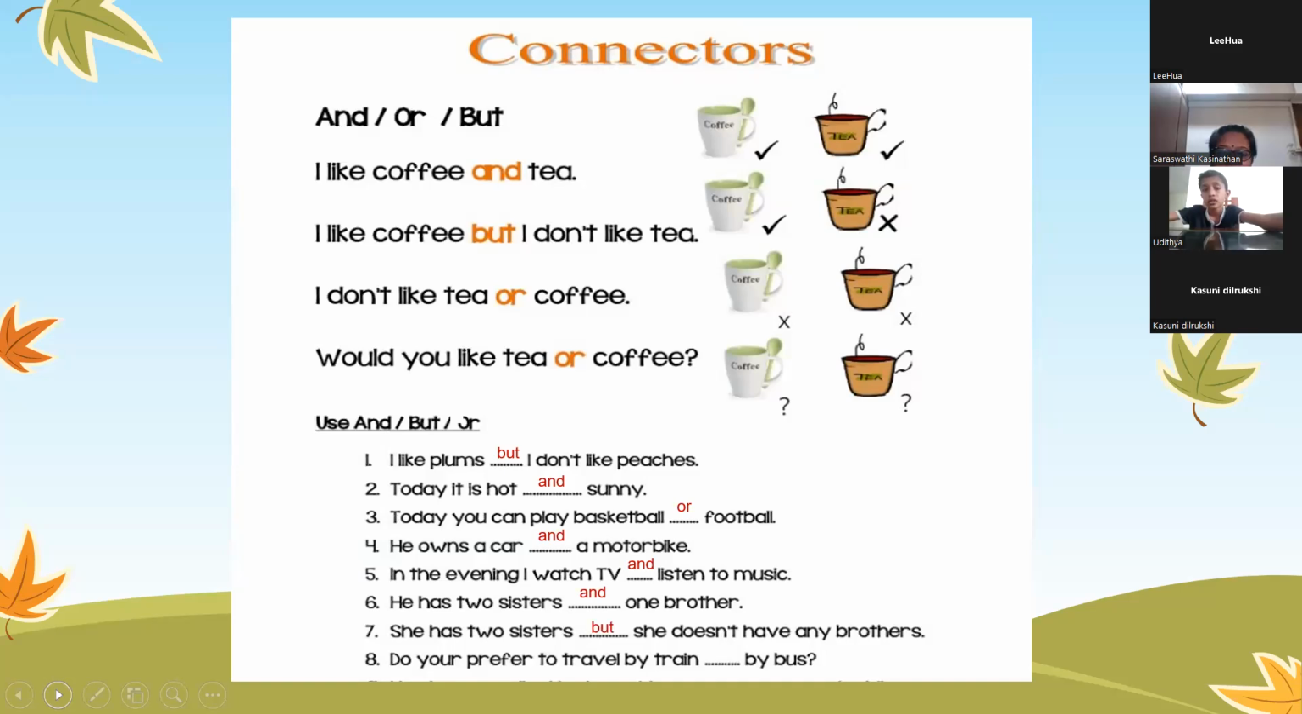Excellent. Next. Do you travel by train or by bus? Very good. Okay, there's a typo here. Do you prefer to travel by train or by bus? Excellent. Well done, children. Good job.